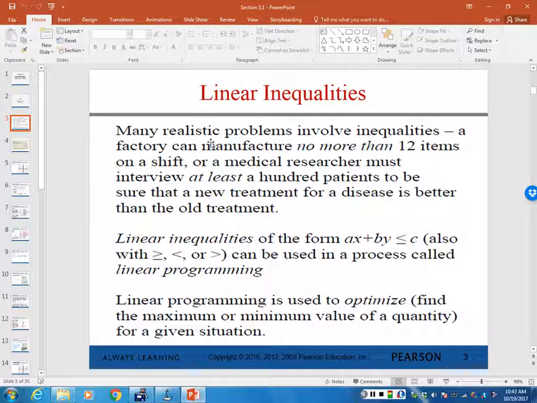And one of the realistic problems that I'm giving you here to start with: if the factory can manufacture no more than 12 items, whatever that item is, on a shift, then you need to be able to use an inequality to solve that. If a medical researcher must be sure to interview at least 100 patients, then you have to have a linear inequality to make sure to solve for the correct number of patients, so that they'll have a treatment for a disease to see if it's better than the old treatment, because they need at least 100 people to make sure they have enough information. So this is where we're going to begin.